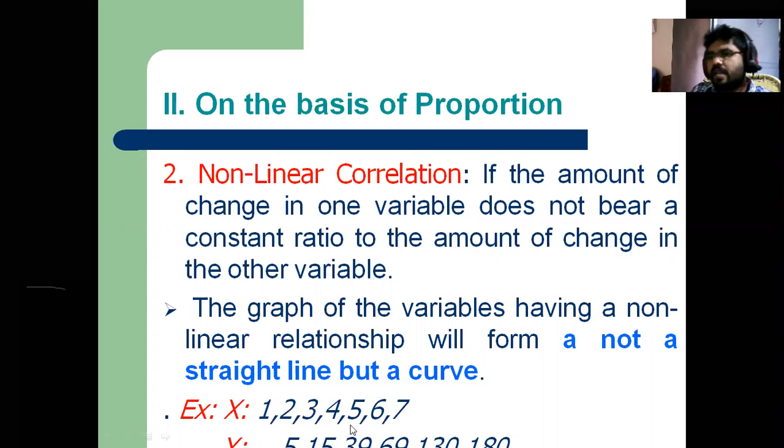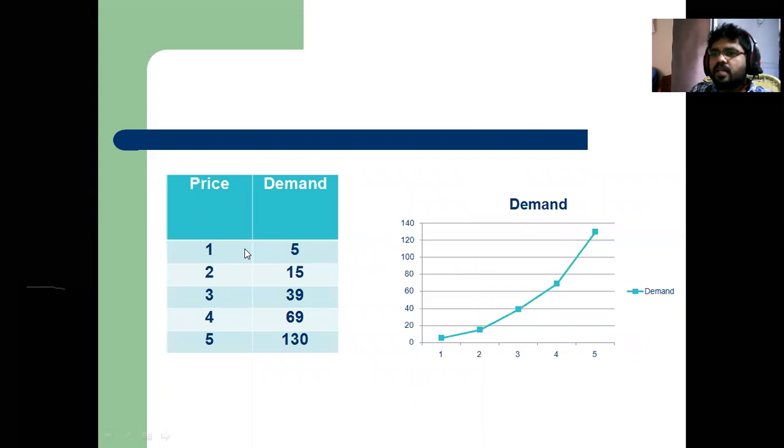In a non-linear relationship, the x variable changes from 1 to 2, 2 to 3, a change of only 1 each time. Whereas in the y variable, 5 to 15 is a change of 10, then 15 to 39 is a change of 24, then 39 to 69 is a change of 30. The proportion is not the same. The price increases by only 1 unit every time, but the demand increases at a higher level, so the proportion changes. If the price increases from 2 to 3 rupees, the demand increases by around 24.